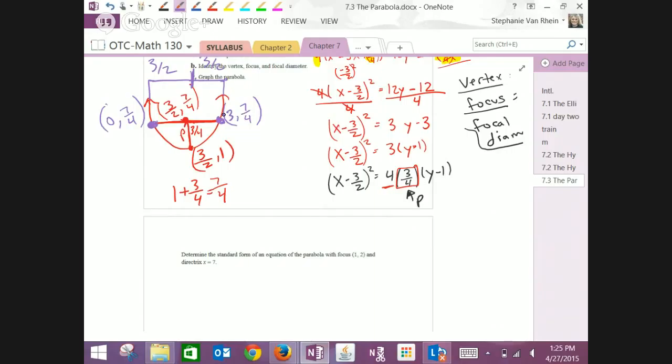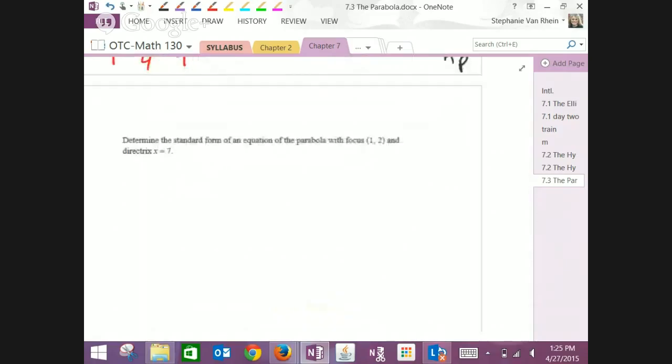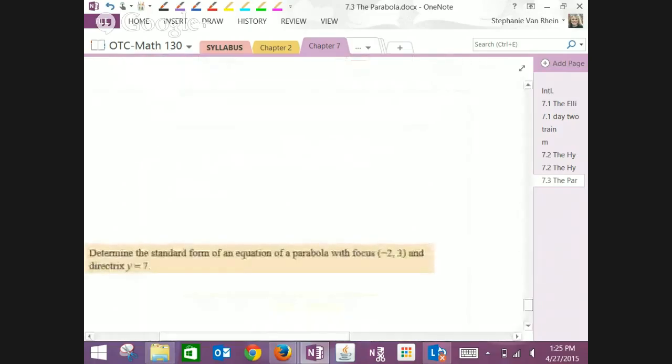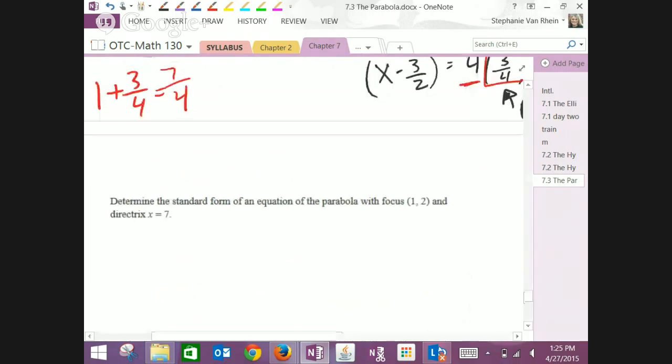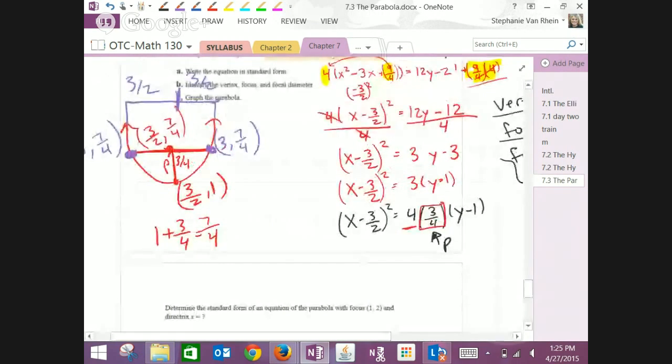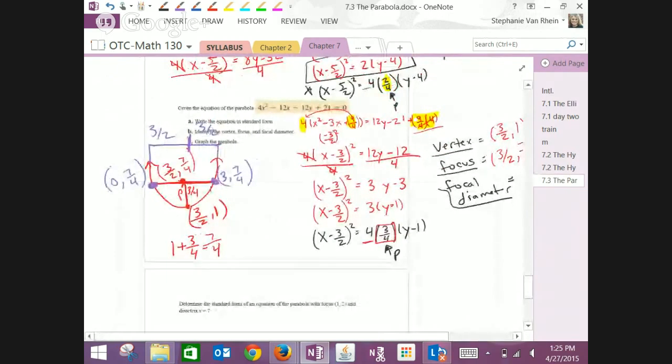The last thing we're going to go over here: given information, find the equation. Does anyone have any questions on the previous? Again, I'm not going to have you go from non-standard form to a graph, because if you can't get it in standard form, then your vertex is going to be off, your focus is going to be off, everything's going to be off. So there's no point in having you go through those motions.